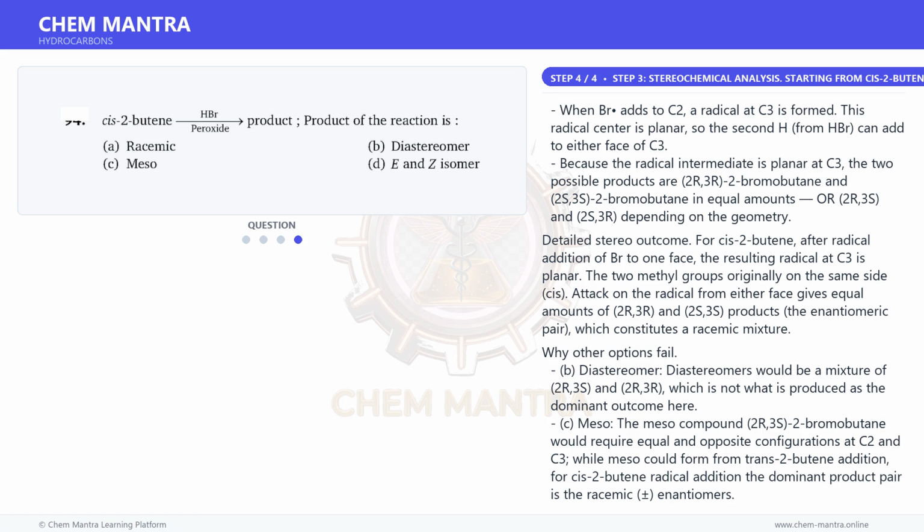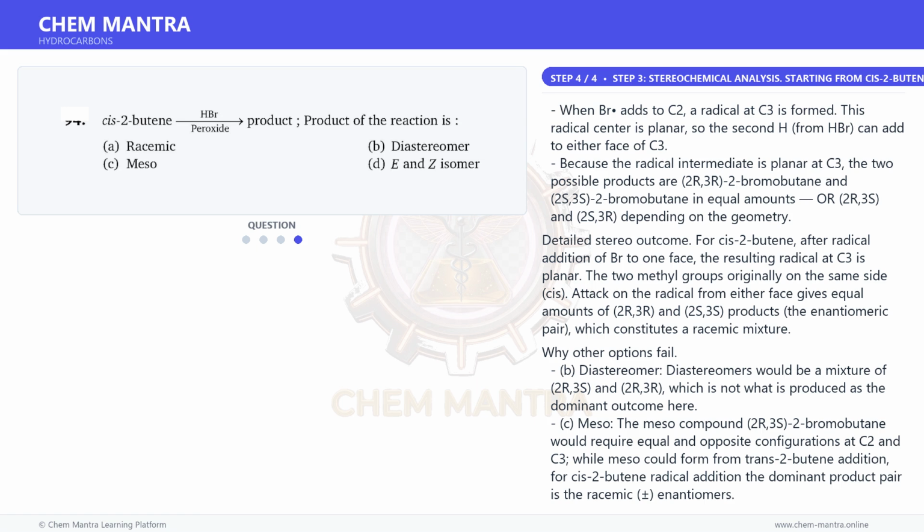Detailed stereo outcome. For CIS-2-butene, after radical addition of Br to one face, the resulting radical at C3 is planar. The two methyl groups originally on the same side, CIS. Attack on the radical from either face gives equal amounts of 2R, 3R and 2S, 3S products, the enantiomeric pair, which constitutes a racemic mixture.